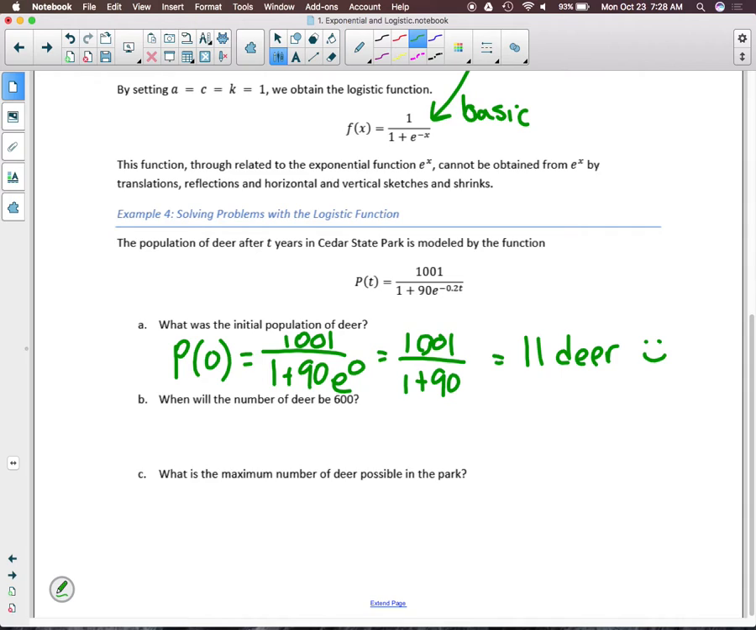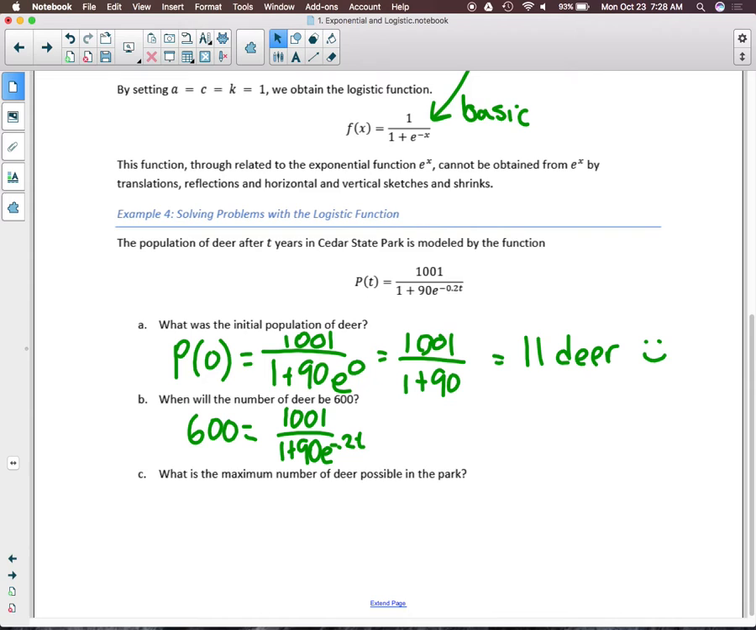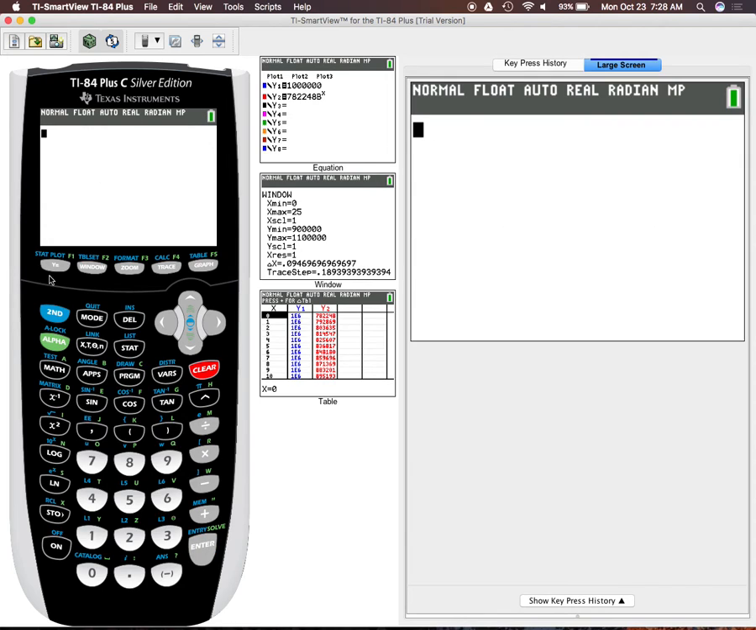Now this next one's a little bit trickier. It says, when will the population be 600? So that's writing this equation: 600 equals 1001 over 1 plus 90 e to the negative 0.2t, and I'm trying to solve for t. We don't know how to do this algebraically yet, so this is another one where I need to jump to the calculator and graph it.